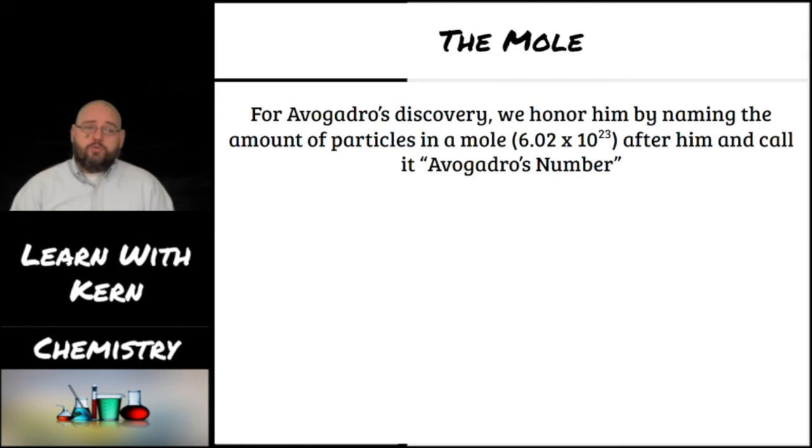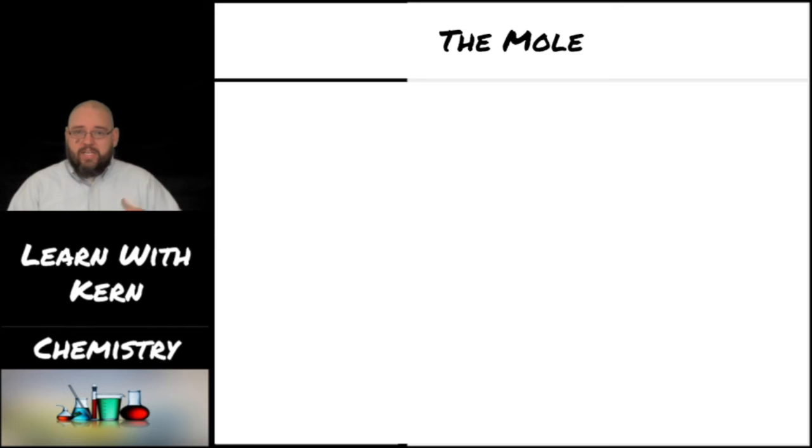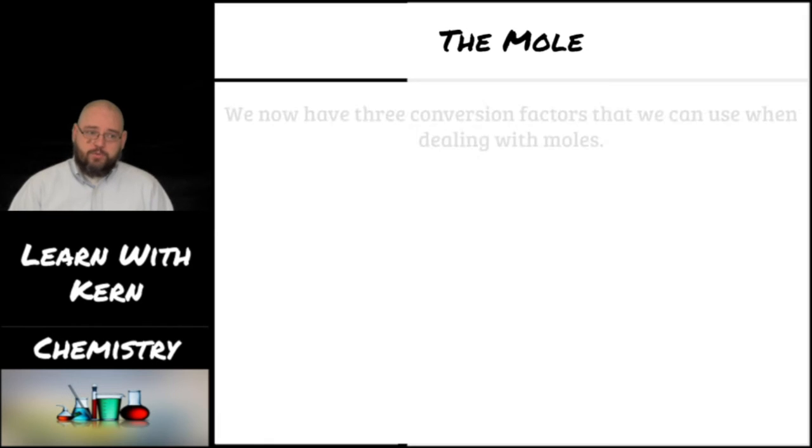So for Avogadro's discovery, we honored him by naming the amount of particles in a mole after him. So that 6.02 times 10 to the 23rd, 602 hexillion things, is known as Avogadro's number because Avogadro was the one that helped us figure this out. Now, we did not actually get a number from him, but it's his concept of equal numbers of particles in equal volumes that led to what we have now as the mole. And so we've called that Avogadro's number.